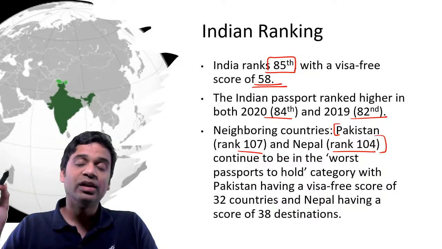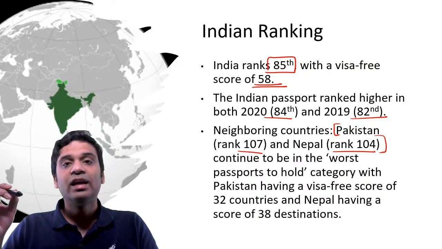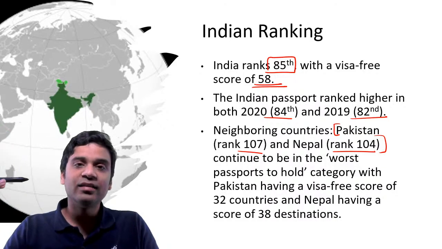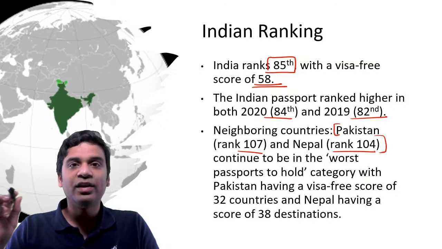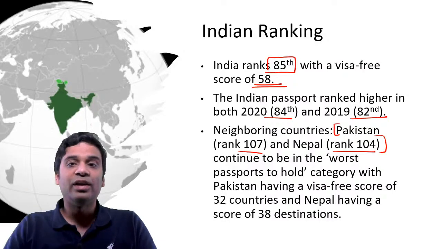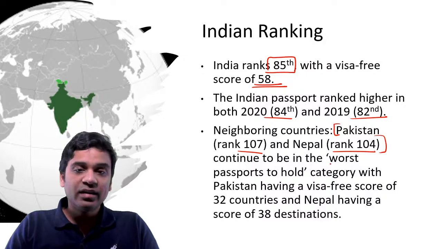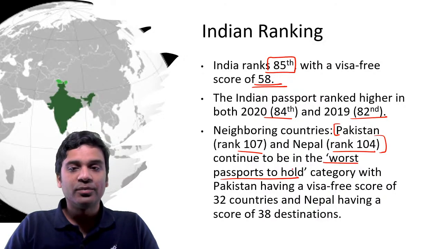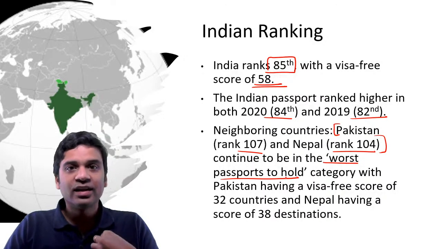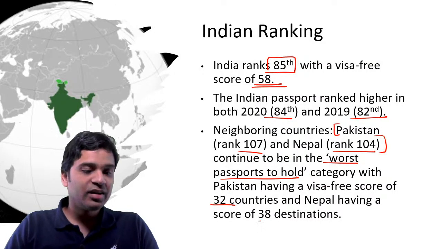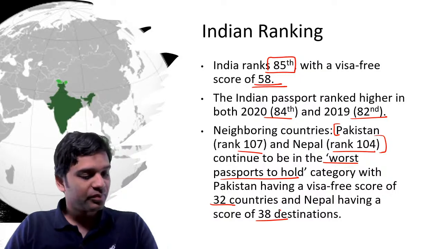One point you should note, the World Happiness Index. Anyway, whenever we see these indexes, we see India and we see Pakistan. And when India is ahead of Pakistan, we feel good, even though we have a bad rank of 85. Basic human psychology. And Pakistan continues to be among the worst passports to hold. Okay, feels a little better, right? This has a visa-free score of 32 countries and Nepal has 38 countries.